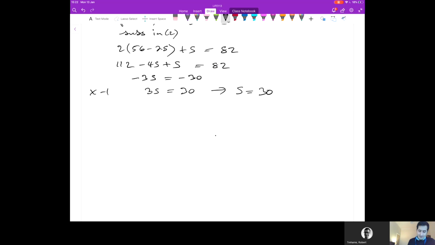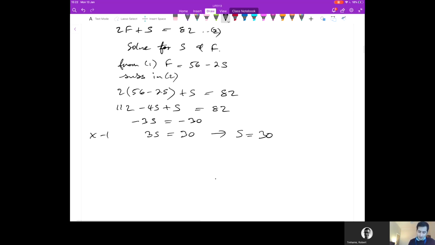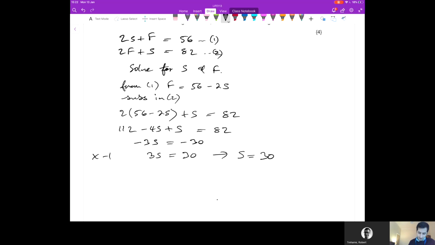Okay, so to work out f, I just need to substitute this back into either one of these equations. So let's just substitute it back into 1. So f is equal to 56 minus 2 times 30. And that, of course, is equal to 36, which you will see is completely ridiculous because the father had this son at the age of 6. So I clearly didn't think about that question very hard.